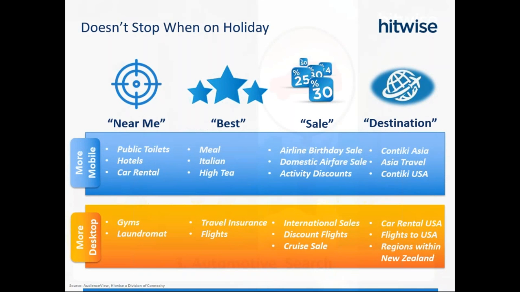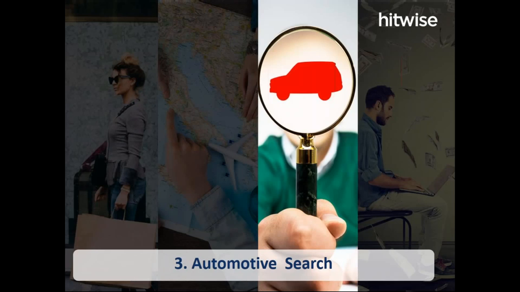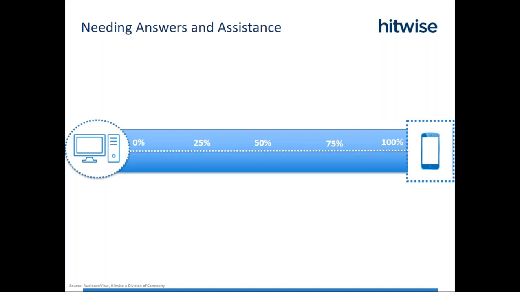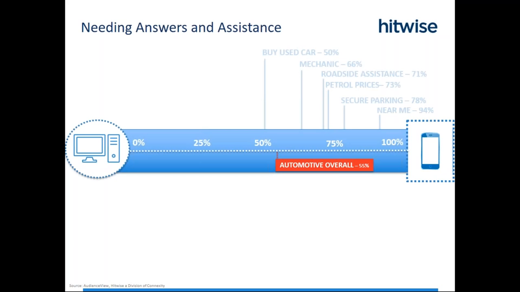Now if we have a look at automotive search. In automotive, they're needing answers and assistance on mobile. So automotive overall sits at 55%. Once again, when you break that down, it starts to tell a different and more interesting story. Near me comes up again really, really strong at 94%. It's one of the strongest across all the industries. Secure parking's at 78, petrol prices at 73, and roadside assistance, mechanic and used car are all over 50%.